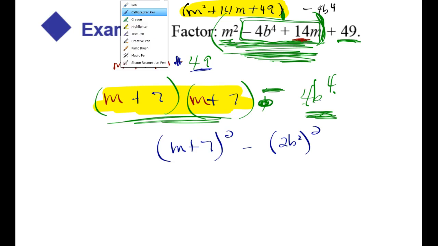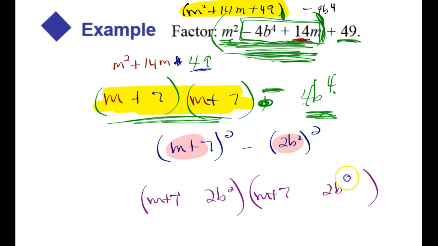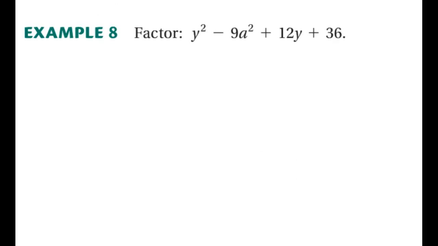So now I have the difference of 2 squares. So m plus 7 is being squared and 2b squared is being squared. So I'm going to factor this like I do for the difference of 2 squares. M plus 7 is my first term. 2b squared and 2b squared as my last terms, and signs are going to be different. One's a plus and one's a minus. And I think I'm done. I can't combine any like terms. That was a very difficult one, and it looks like the author got the same answer. Looks like he used the same method.